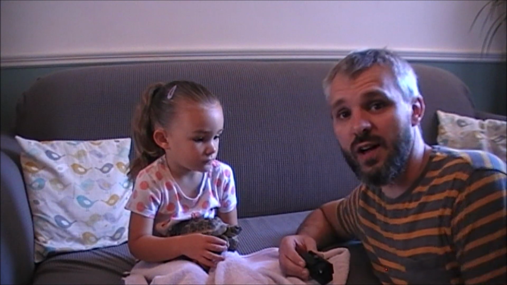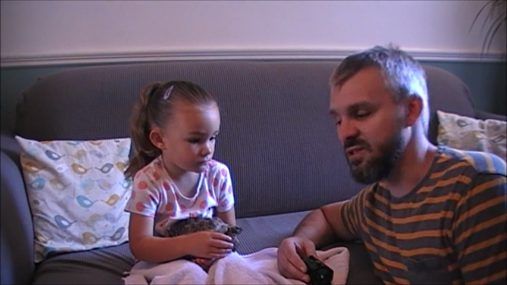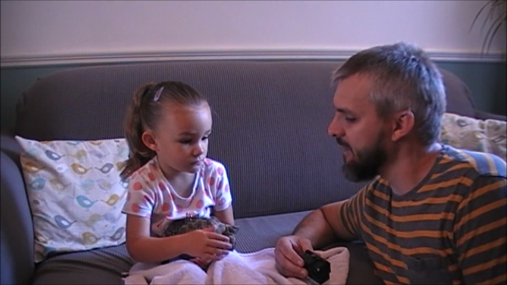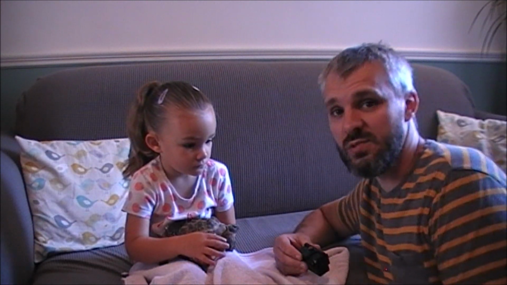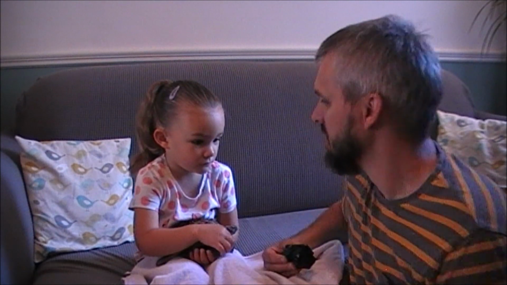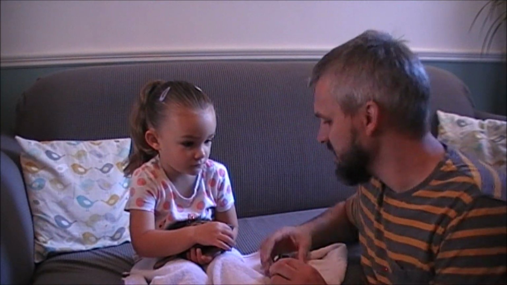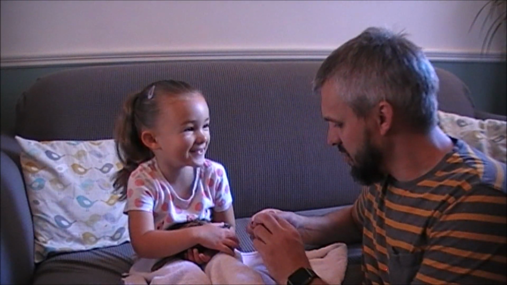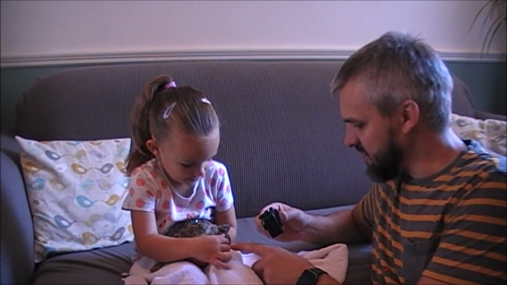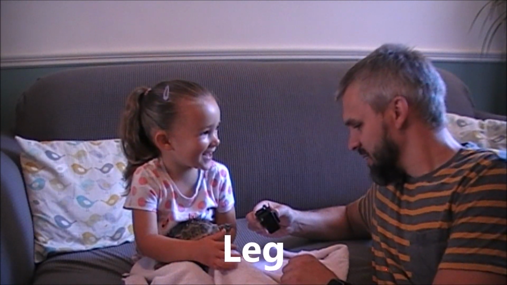So we're going to take a look at the different parts of a tortoise now. And there are some very obvious parts that we all know the names for, but there are also some parts that you won't know the names for, and some parts that maybe you don't know the name for. So first of all, what's this little thing you're touching here? What's this? His leg. That's his leg, that's right.